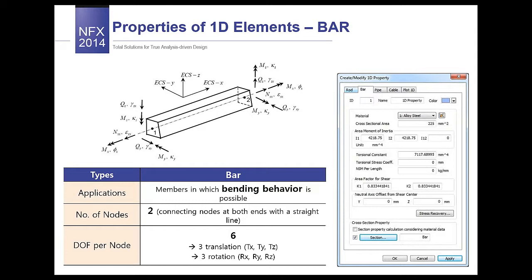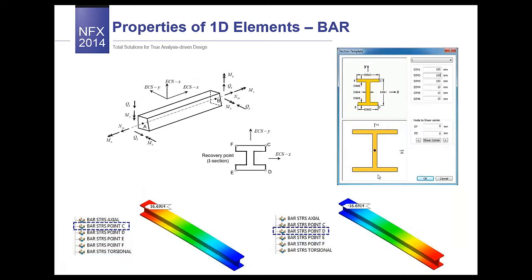Sometimes offsets are provided, which means the neutral axis can be moved from the shear center. So this is the option we have, and to the left you see some kind of input. At this moment we will not talk about every kind of element, but I'm starting from these one-dimensional elements just to refresh your knowledge from the previous webinar.